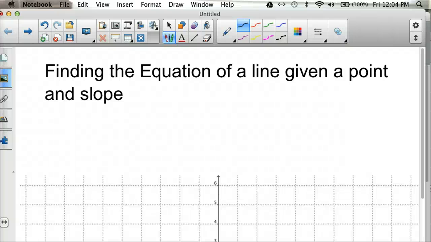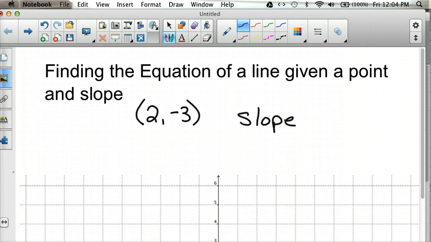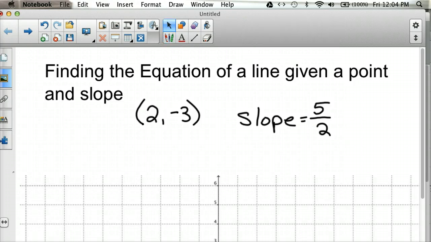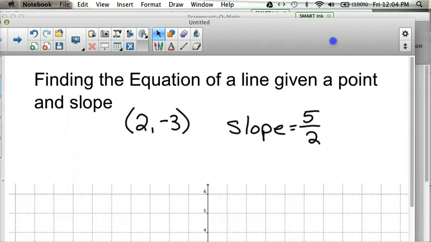Okay, so when we want to find the equation of a line given a point and its slope, let's say we had a point, and I'll make anything up. So let's say we had the point (2, -3), and we knew that the slope is, let's just make up maybe rise 5, run 2. So 5 halves. Okay, so keep it hopefully kind of simple.